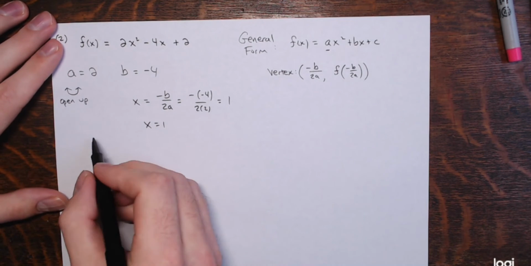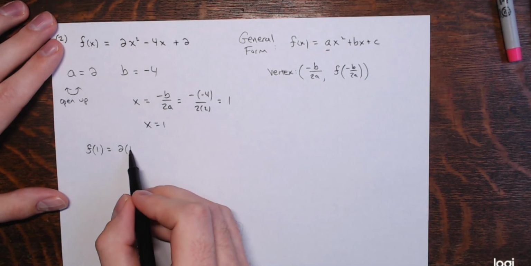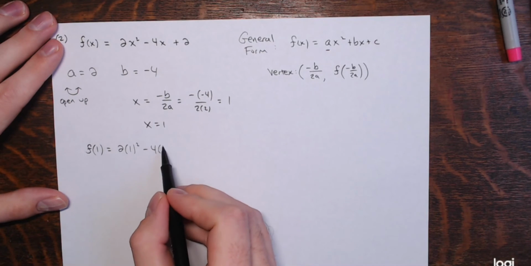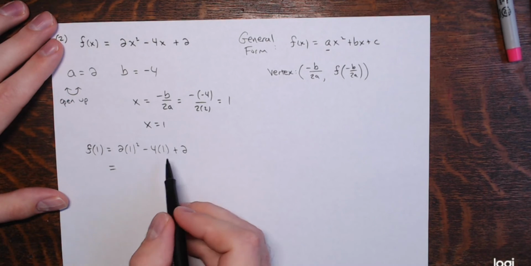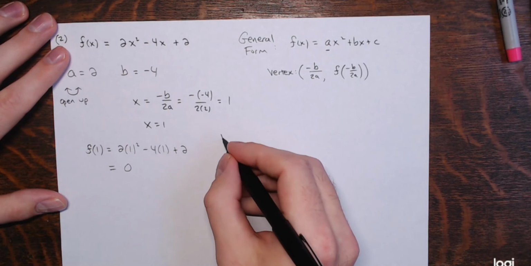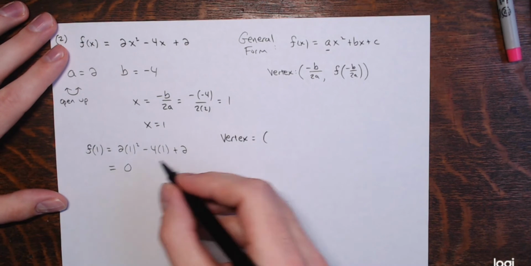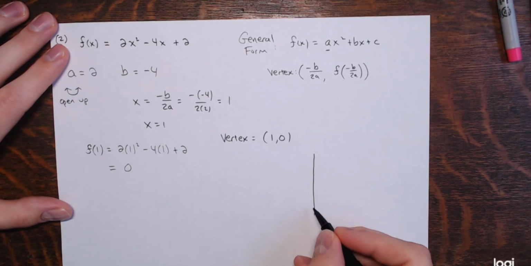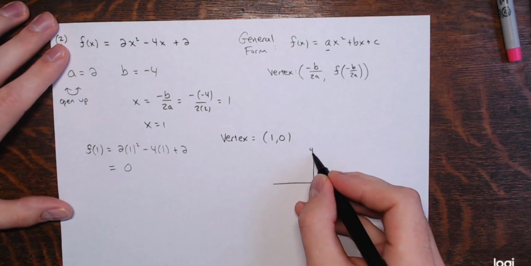And then what about the y coordinate? Well, what's f of 1? Just plug in 1 for x. That's 2 times 1 squared minus 4 times 1 plus 2. This is just 2 minus 4 is -2 plus 2 is 0. Yeah, 2 minus 4 plus 2 is 0. So the vertex for this parabola is 1 for the x, 0 for the y. Again, I'll draw a tiny sketch over here, 1, 0. On the x-axis, that's where the vertex is. And we know it opens up.